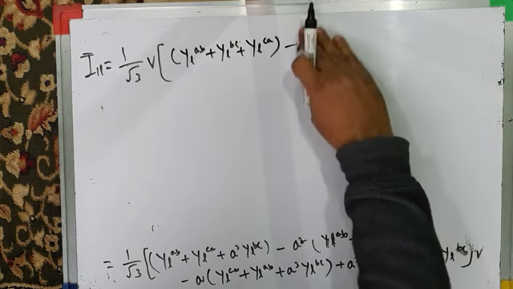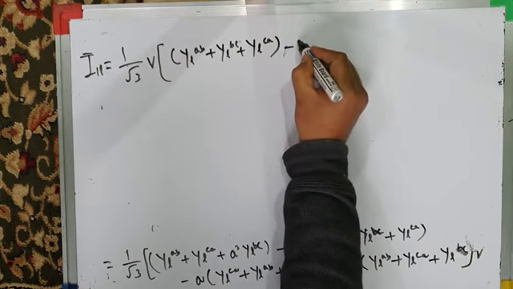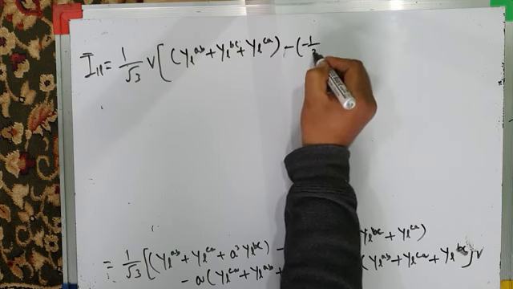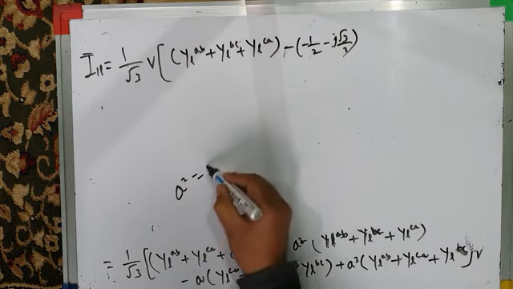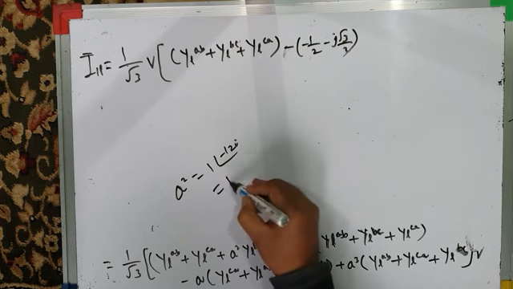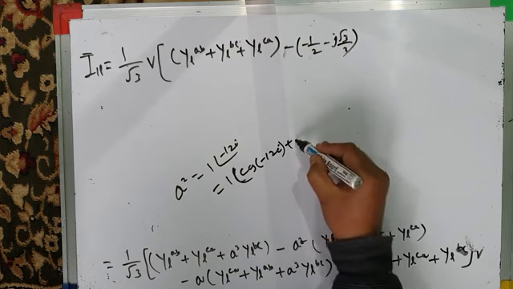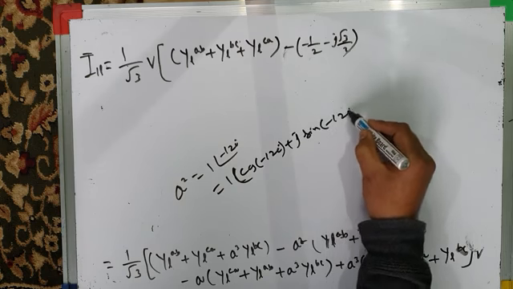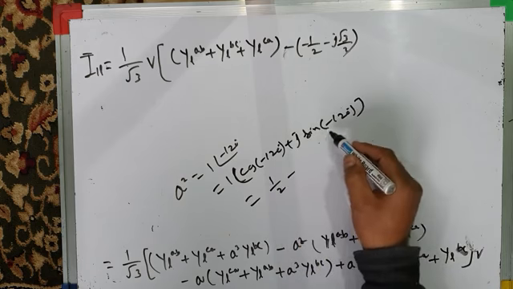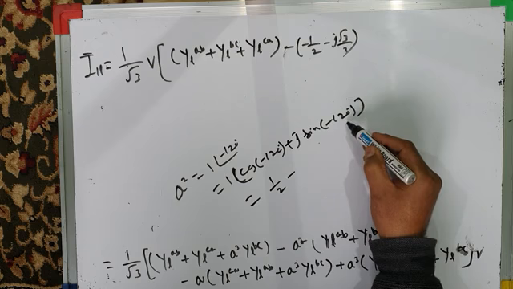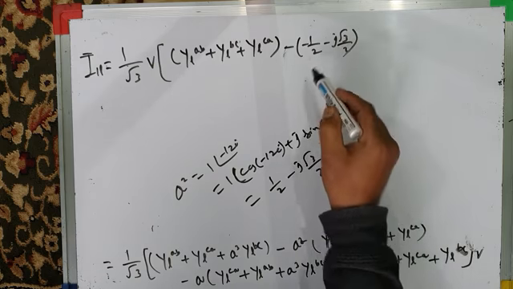Now, what is A square? We know A square is minus 1 by 2 minus j root 3 by 2. Because what is A square? A square is 1 at an angle of minus 120 degrees, which is equal to 1 cos of minus 120 degrees plus j sine of minus 120 degrees. What is cos of minus 120 degrees? Minus 1 by 2. What is sine of 120 degrees? That is plus j root 3 by 2. But it's minus, so minus j root 3 by 2. That's what I am writing here.